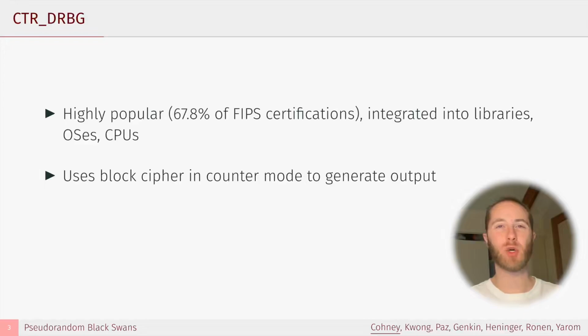Counter-DRBG, the focus of today's talk, is a pseudo-random number generator designed around a block cipher running in counter mode. To give a sense of how widely the design is used, we counted how many different products had FIPS documentation specifying use of the design. These documents, part of a NIST certification program, provide assurance that a product or module meets the dictates of FIPS, the Federal Information Processing Standards. We found that over 67% of certified implementations use Counter-DRBG. Such products included major cryptographic libraries, operating systems, and even CPUs, which embedded the design into hardware.